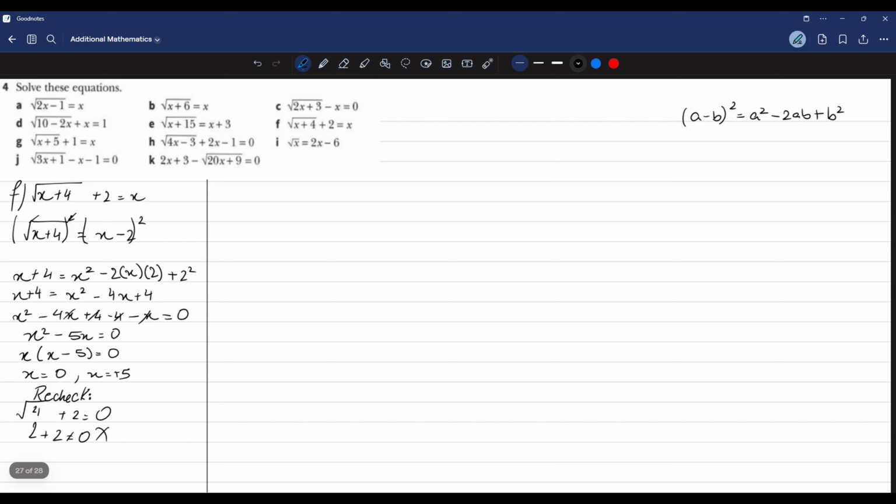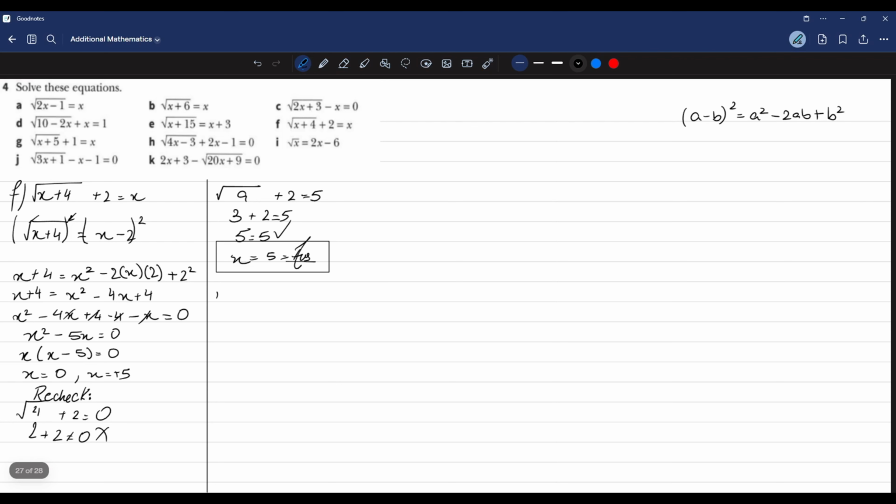However, if we were to put x equals positive 5 into the equation, where is the equation? It's under root of EF. So 5 plus 4 is equal to 9, plus 2 should be equal to 5. So what is under root 9? It's equal to 3. 3 plus 2 is equal to 5, and 5 is equal to 5. And we can say that x equals 5 is the correct value for this part and is our answer. And that's it for question number 4, part F.